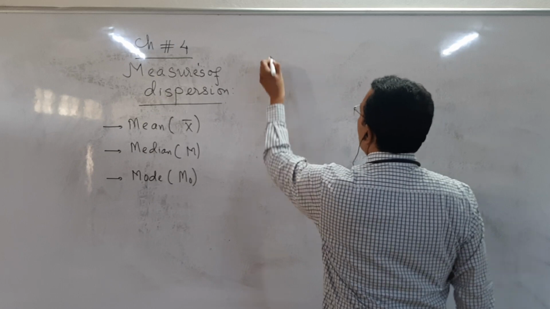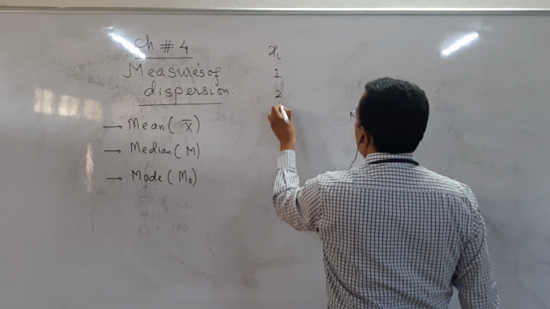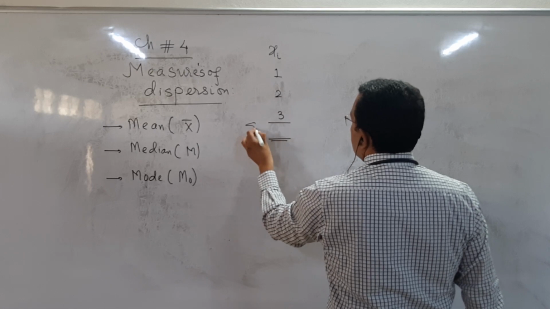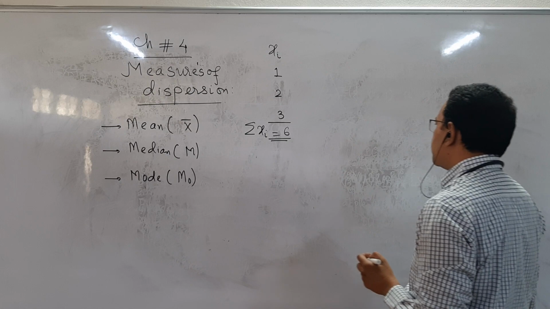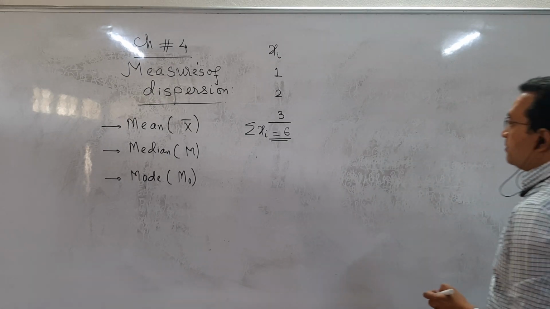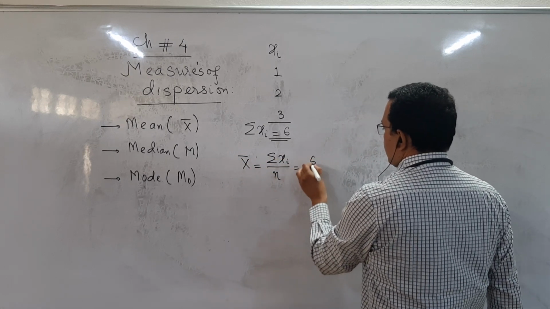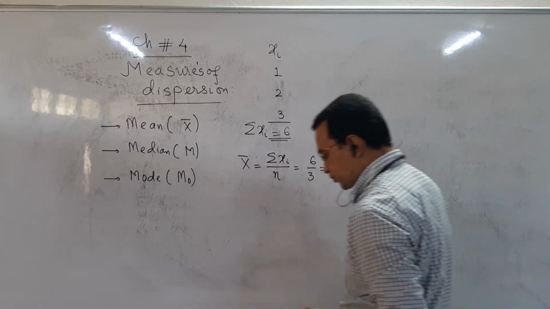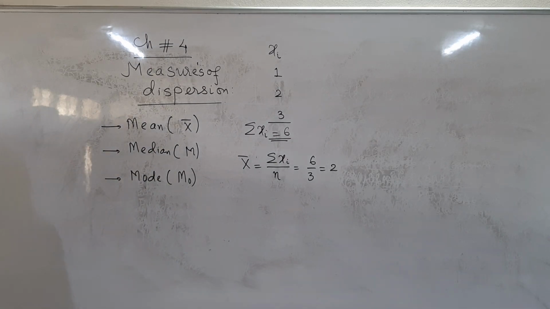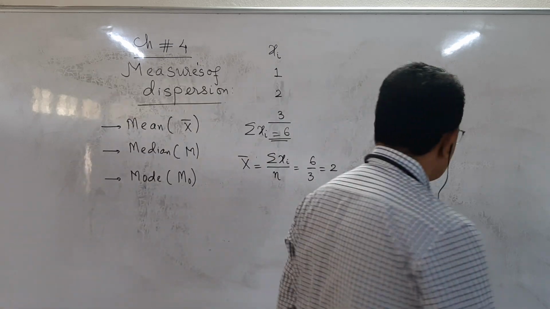So I start with ungrouped data observations xi, which I write as 1, 2, 3, and if I total this, then summation xi is 6. Now if I operate the mean, x bar is equal to summation xi upon n, 6 divided by 3, and that is 2. So I am starting with some basic concept, and then we will go to the definition of measure of dispersion.